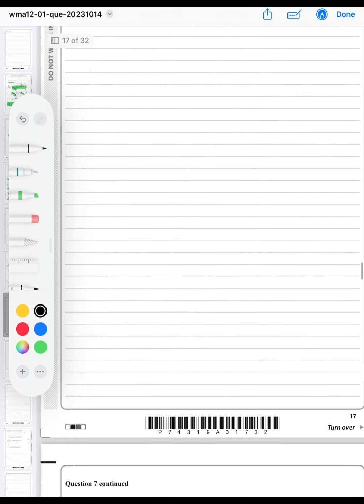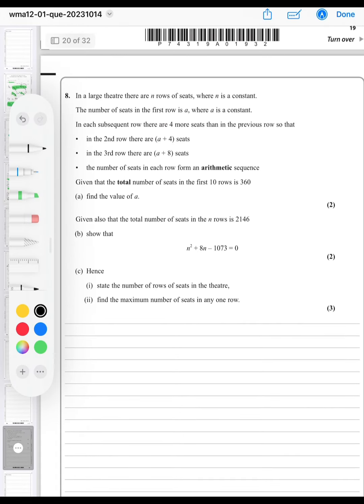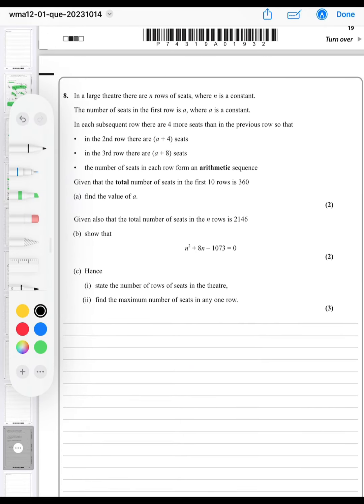So this is done now. Question number 7 is done. Now moving towards the next question, which is question number 8. This question is again from sequence and series. What I have noticed is that mostly 2 or 3 questions, and in some cases 3.5 questions, come from this chapter. So sequence and series is a very important topic. Now coming to this question number 8.